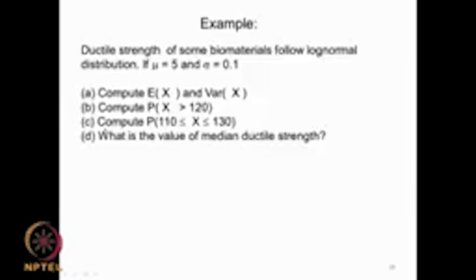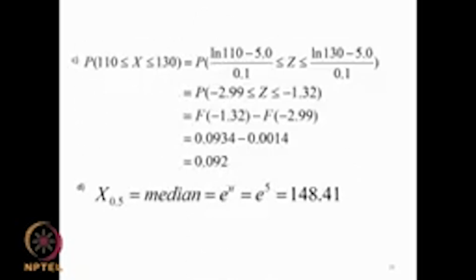Now, how do we do this part? Compute the probability for x lying between 110 and 130. This is just like our z calculation, you remember long time back we did that. Only thing is instead of x we use logarithm of x. So for x between 110 and 130, we take the logarithm of 110, the logarithm of 130, mu is 5, sigma is 0.1. When we calculate this it comes out to be 2.99 and 1.32.